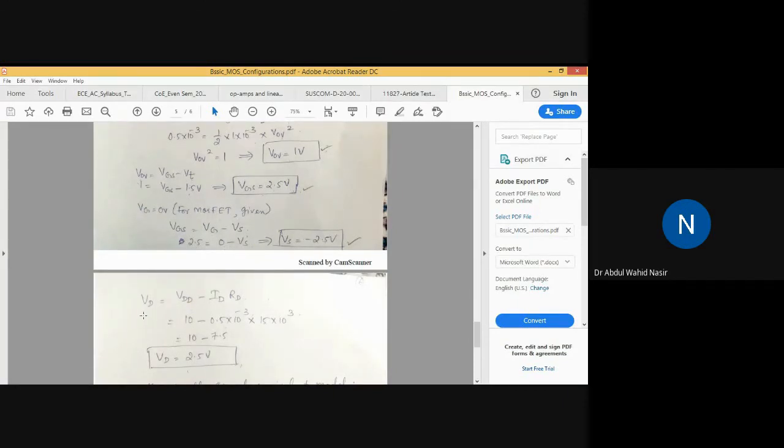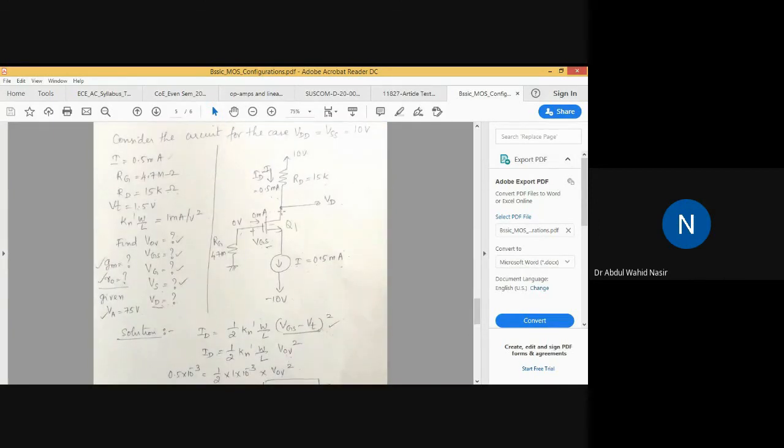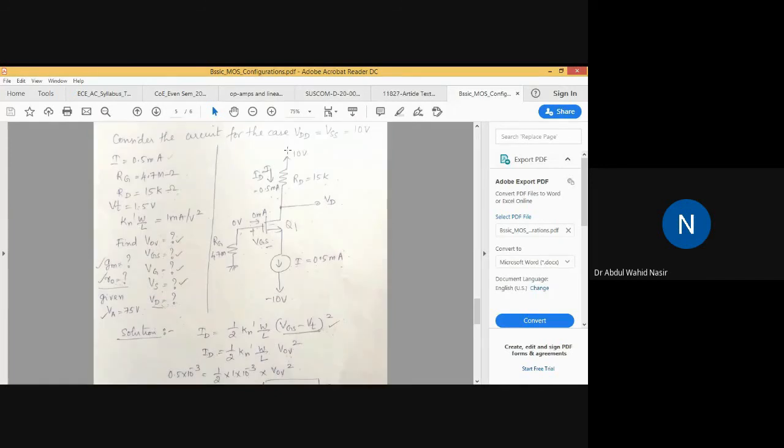Now how to find VD? VD is the voltage at this point. What is the voltage here? It is the supply voltage minus the voltage drop across this resistor. It will be 10 minus ID into RD.